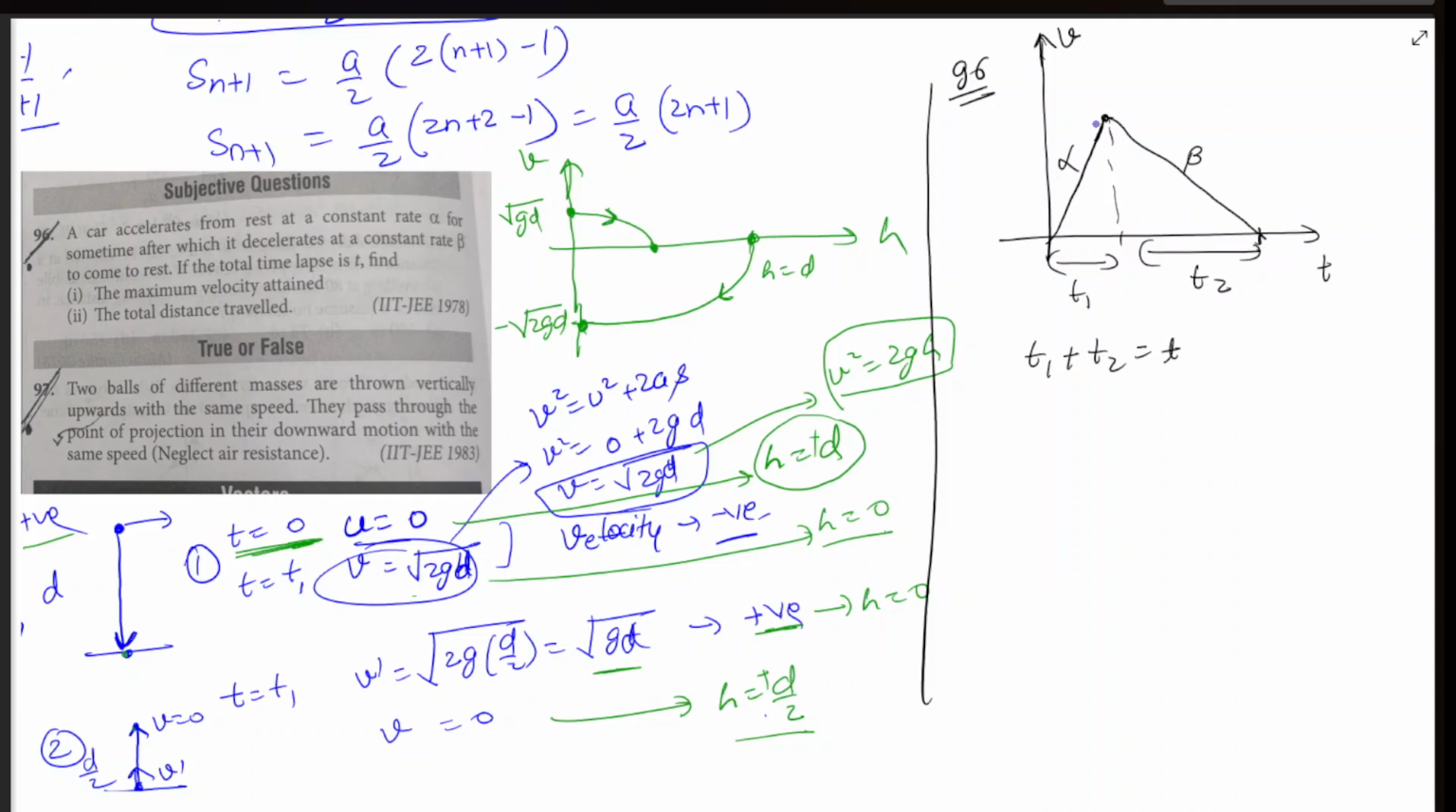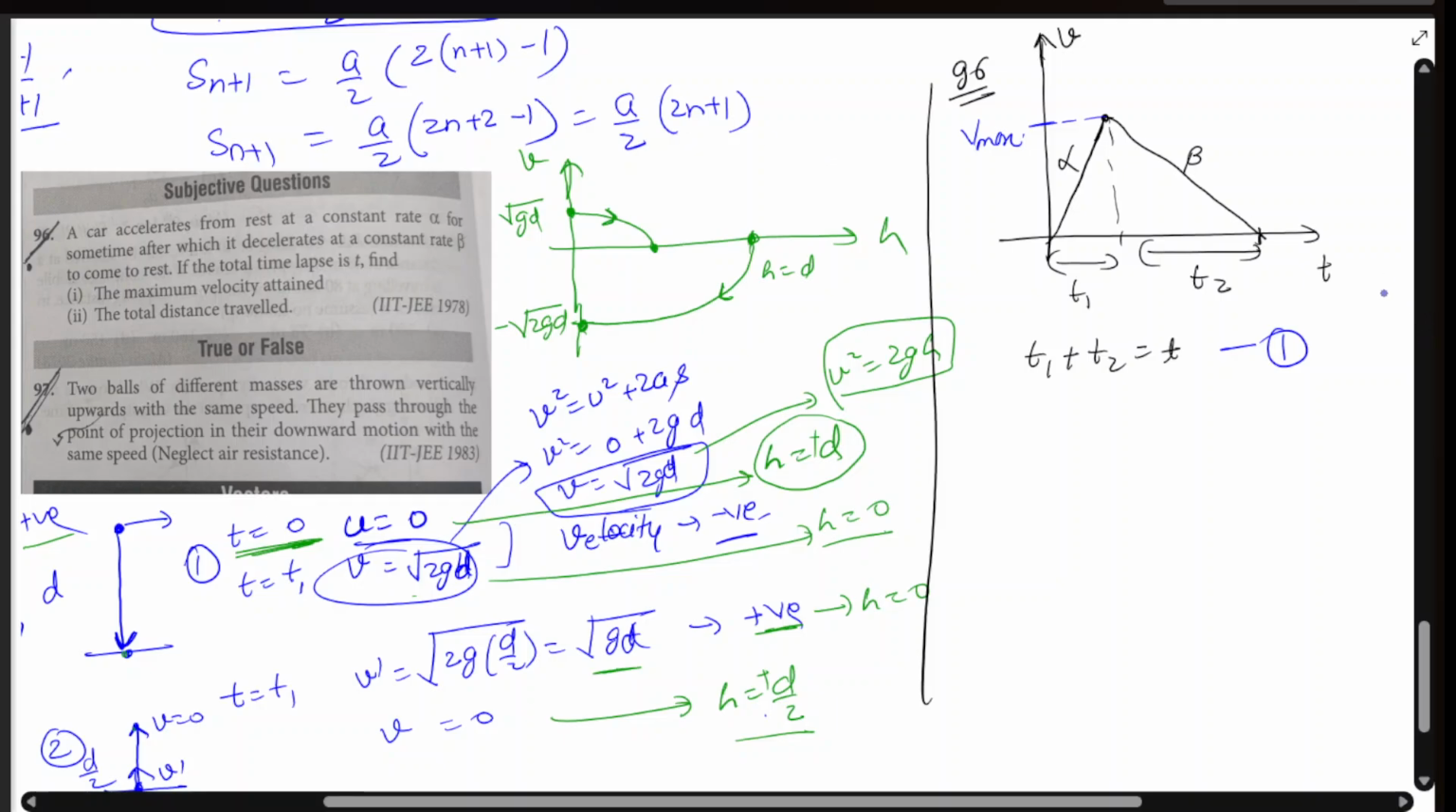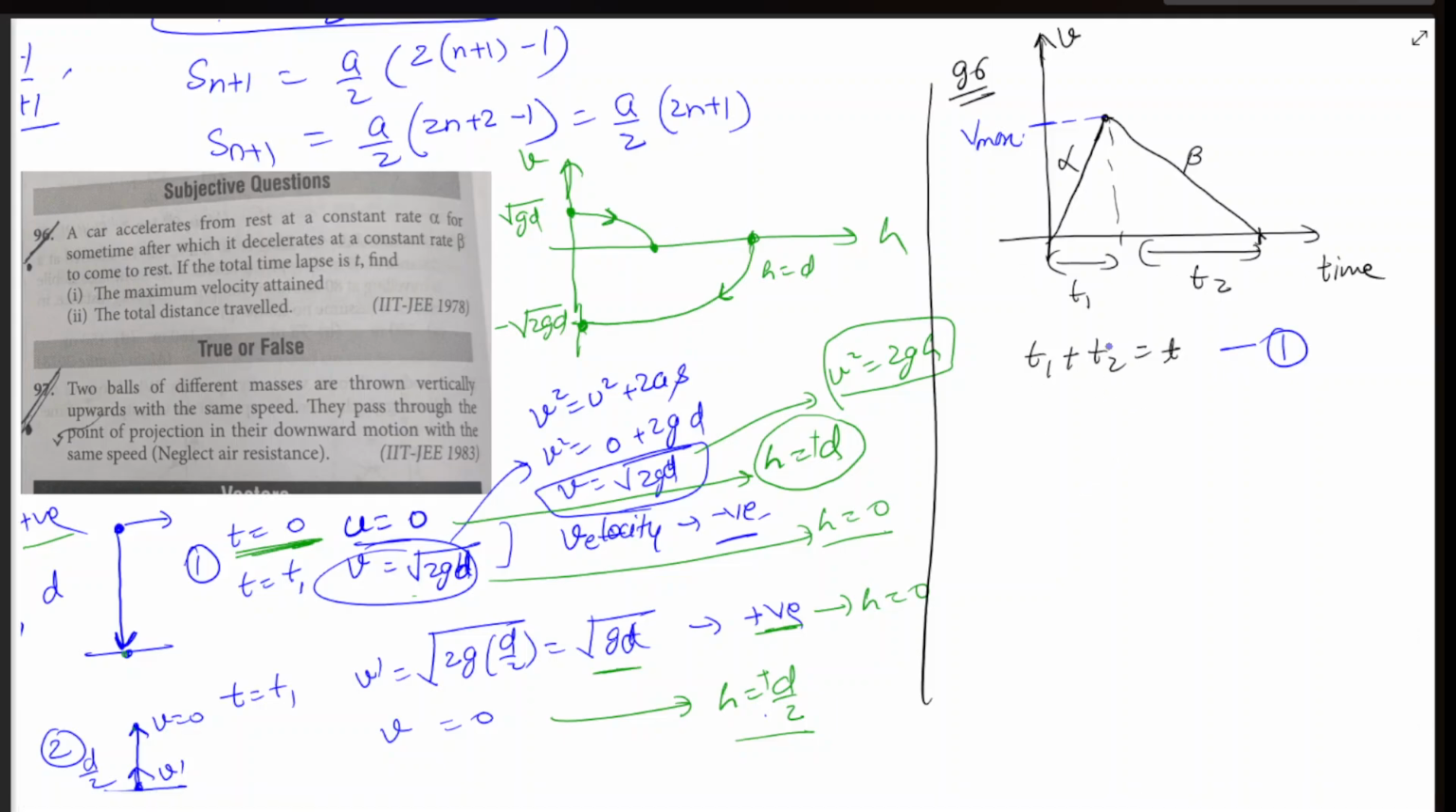Find maximum velocity attained. So it is very easy, right? We have done it. Vmax. So let's write the equations first. This is I should write it as a time, because T is some constant. This is our first equation. Second equation is slope. This alpha will be equal to Vmax divided by T1, right?